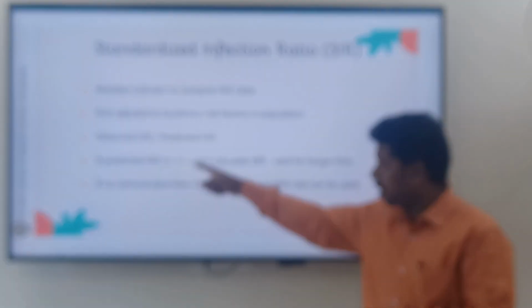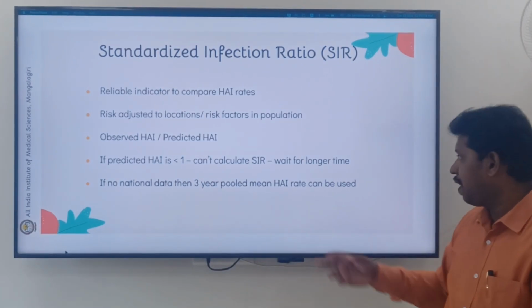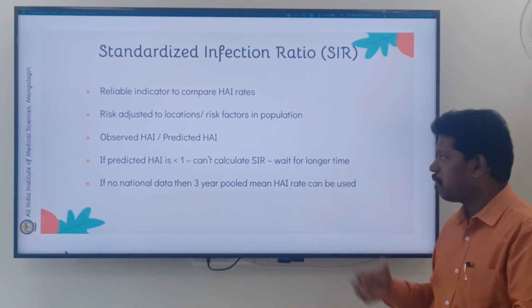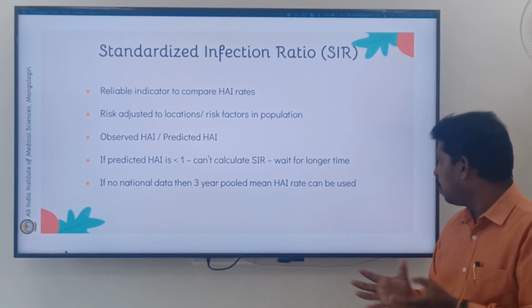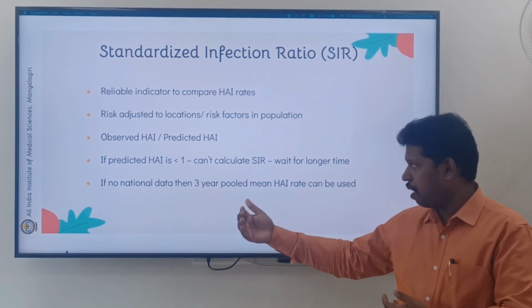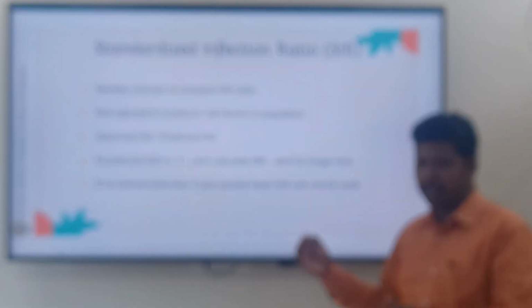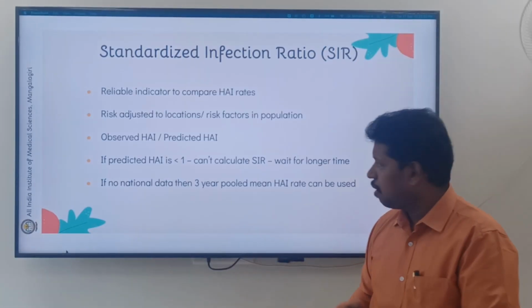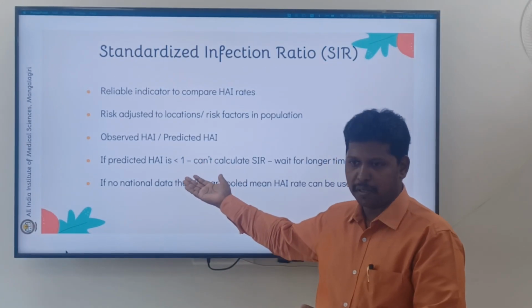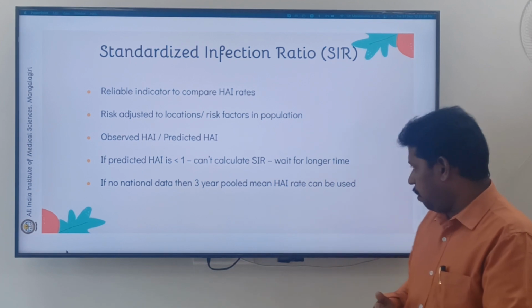If the predicted HAI is less than 1 in that particular area or location, we cannot go for calculation of SIR because the data is so small. So we have to wait for a longer time till the predicted HAI is more than or equal to 1. It should be at least 1 so that we can calculate this SIR ratio in any place. Obviously it's going to be more than one in most places, especially in India. It's going to be definitely more than one.